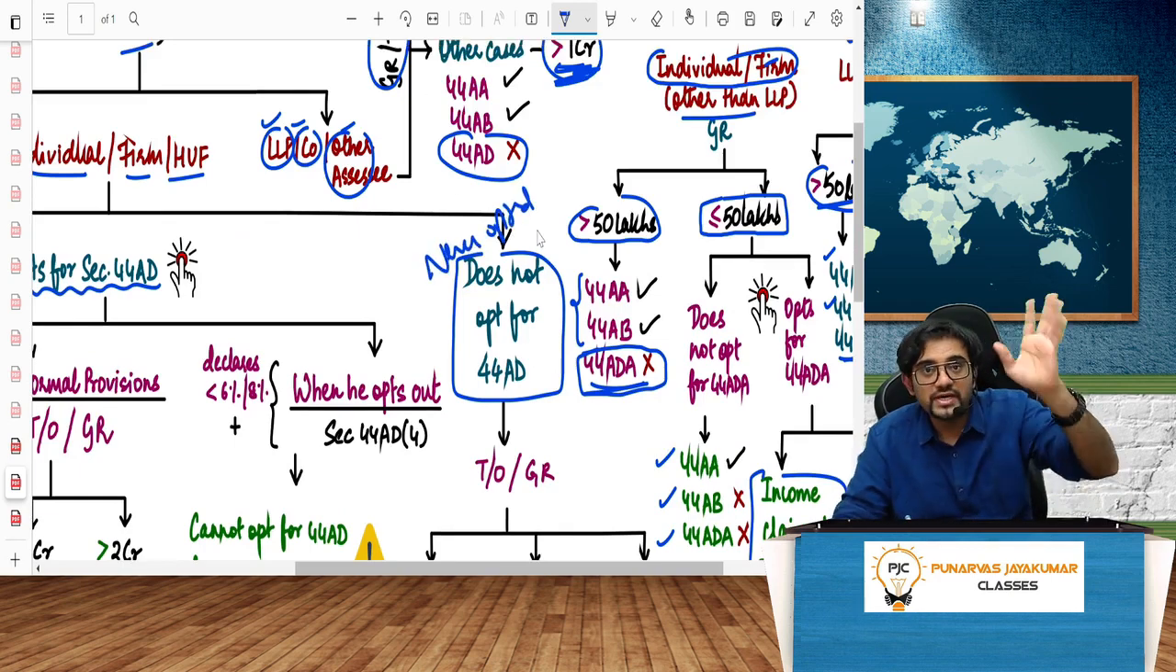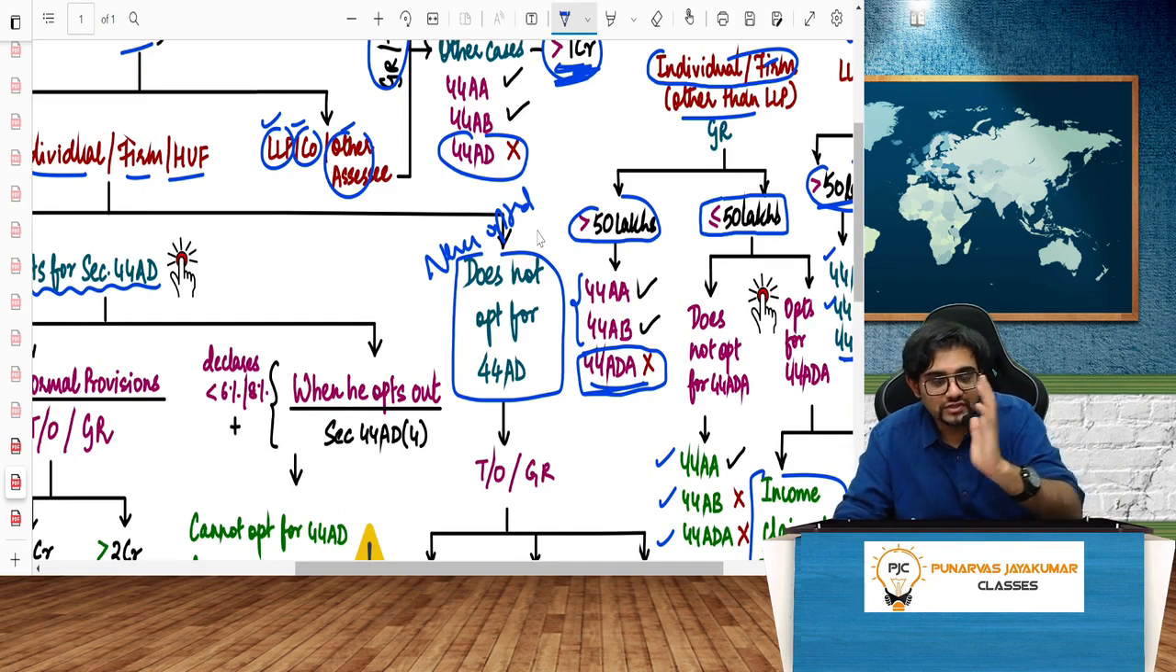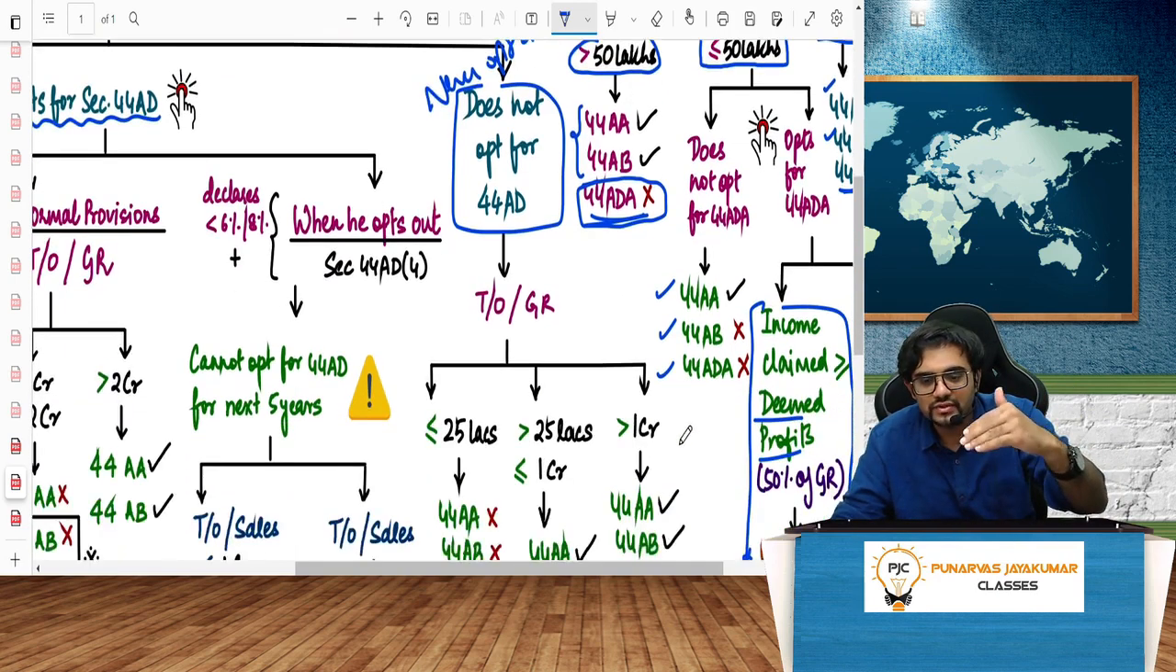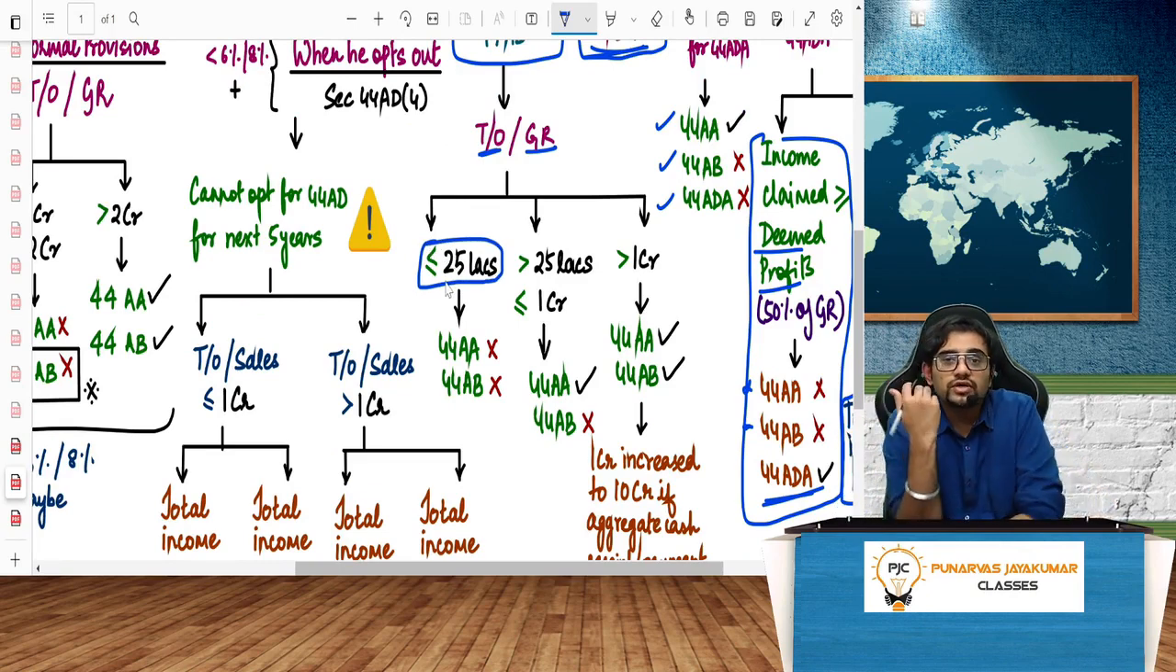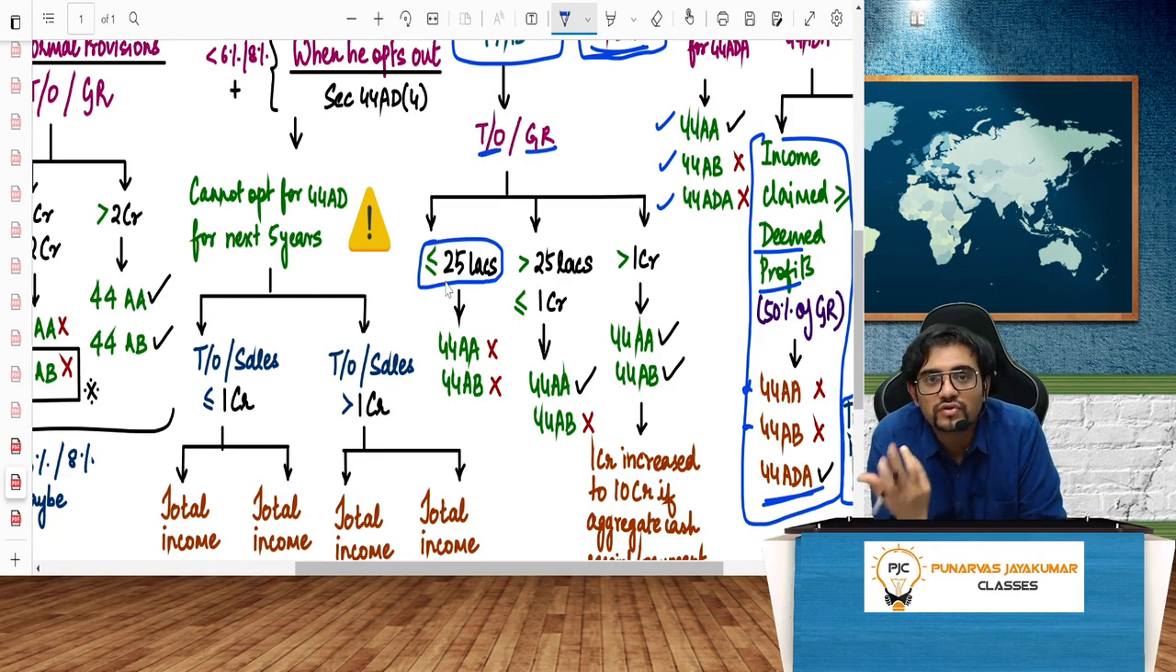He has never opted in his life. What? 44AD. So for him, normal provisions will continue, right? What is it? The turnover or gross receipts, if it is less than or equal to 25 lakh. Sir, why 25 lakh came? Boss, for maintenance of accounts now, unfortunately, right?